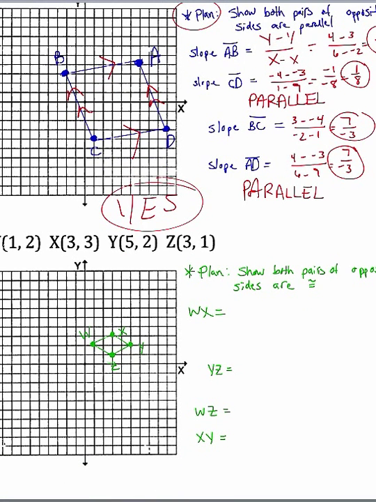Now, there are other methods. Like I said, I listed all 5 for you. Another way that I often use is I'll show that both pairs of opposite sides are congruent. And this is a nice review of the distance formula and how we go about doing that.